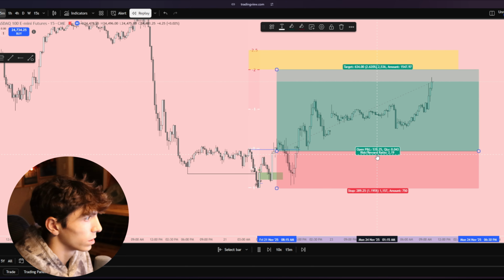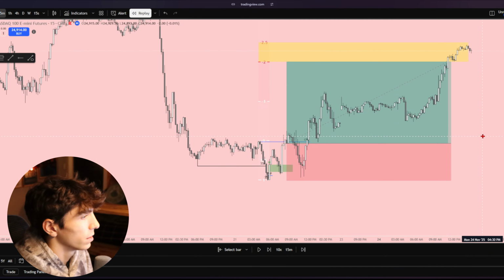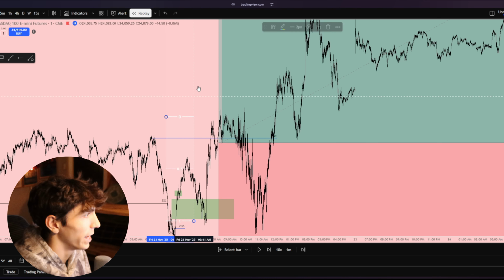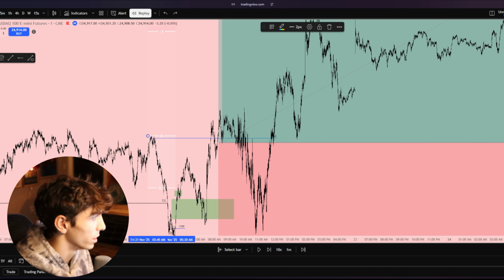Chopping around, and it gets tapped. Just what you wanted to see. As you can see, it's now starting to consolidate into that -2 and -2.5 range.